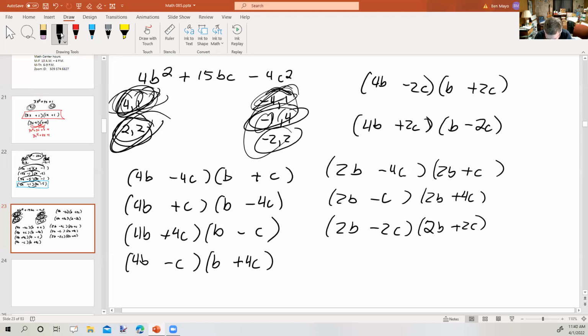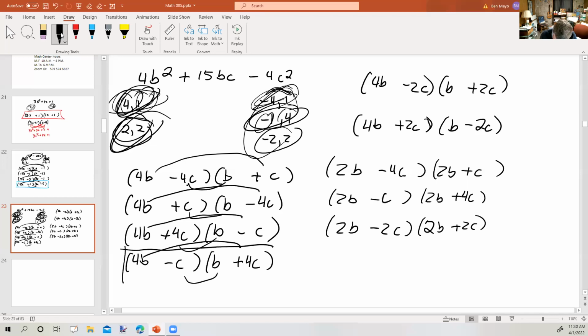Okay? But we're looking for the one that gives us a positive 15bc in the middle. Let's see, this is going to be plus 4bc minus 4bc would be 0bc. This would be minus 16bc plus 1bc would be minus 15. Ooh, right number, wrong sign. This would be minus 4bc plus 4bc. That's going to cancel. This is what? 16bc minus 1bc. Oh, there we go, right there.